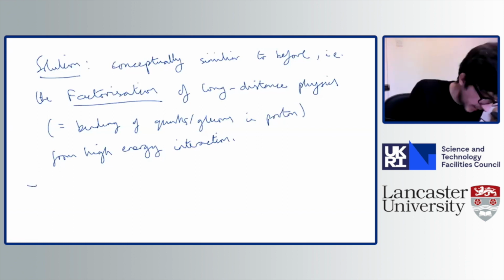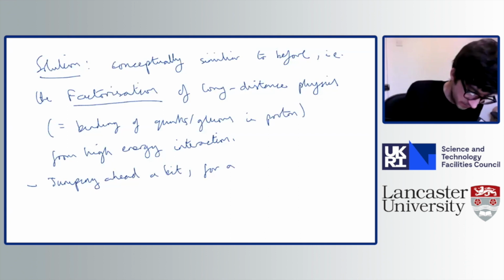So, jumping ahead a bit, for an EP collider, I'll come on to PP. Start with EP, again, just because it's simpler.